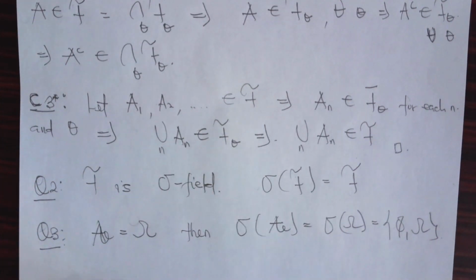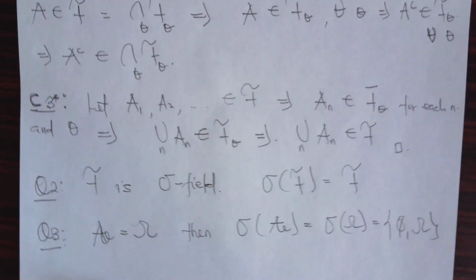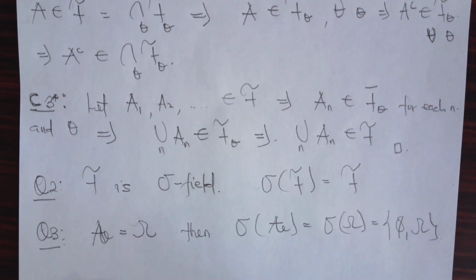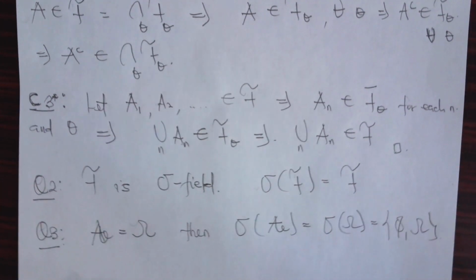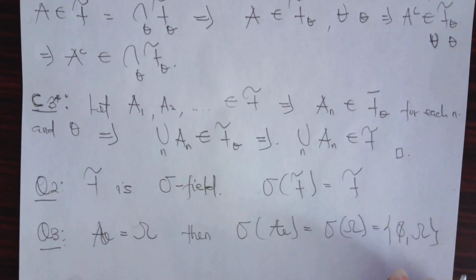And if you have A1, A2 belonging to that class, then it implies that the union of them must also belong to that class. So we can pick A1 to be this, A2 to be this, A3 to be this, A4 to be this, and so on and so forth. If you union them, you're going to see that the whole space also belongs to this class, and hence the sigma field generated by this class is the empty set and the whole space.